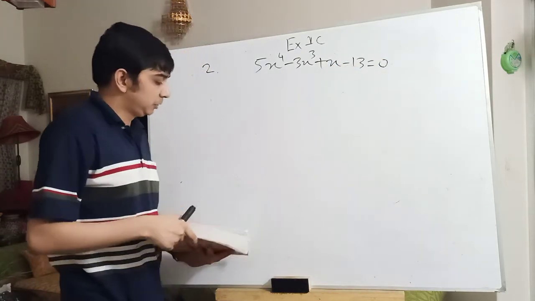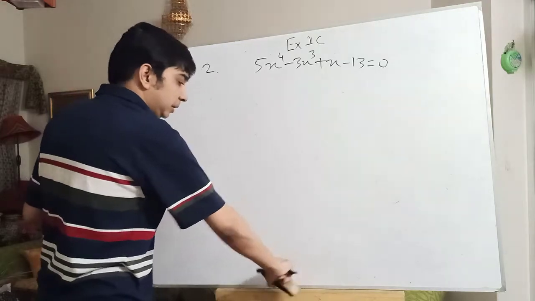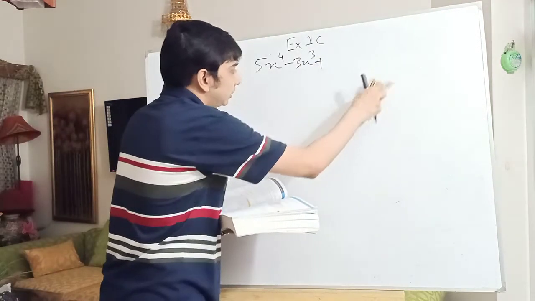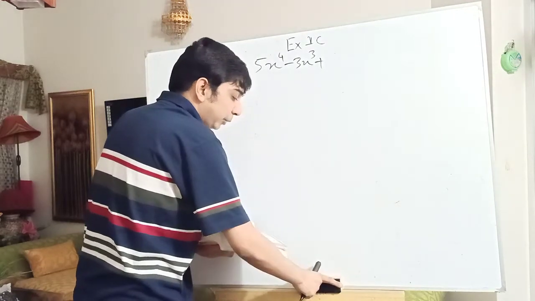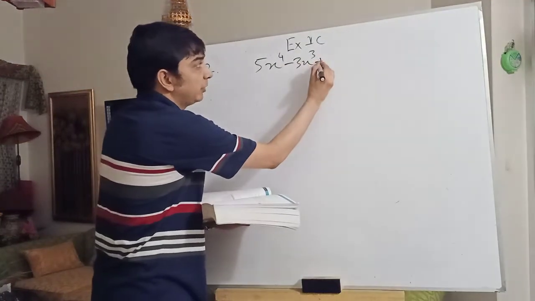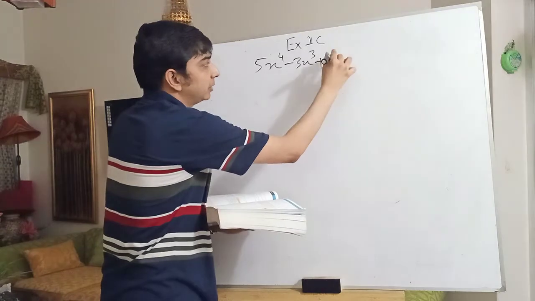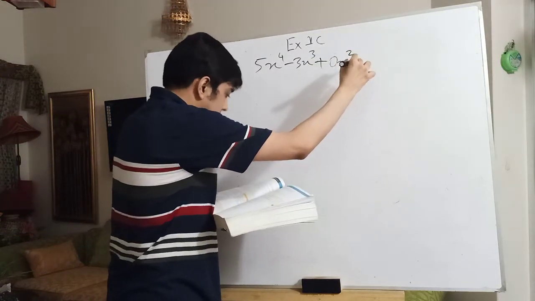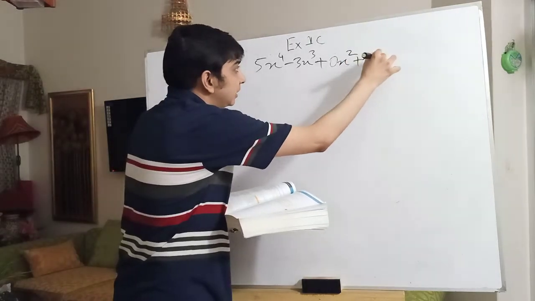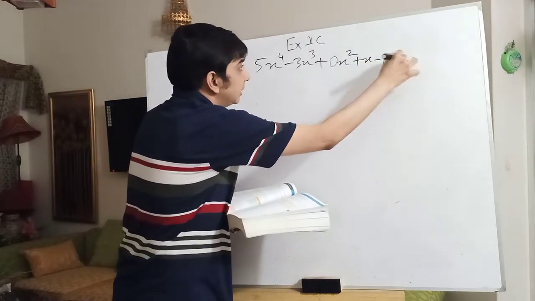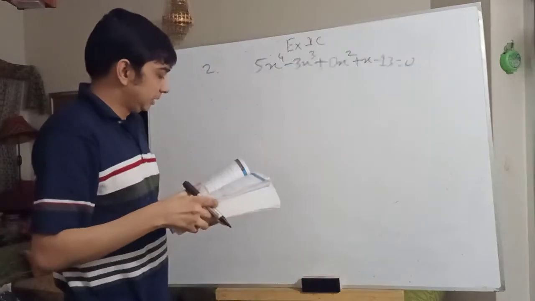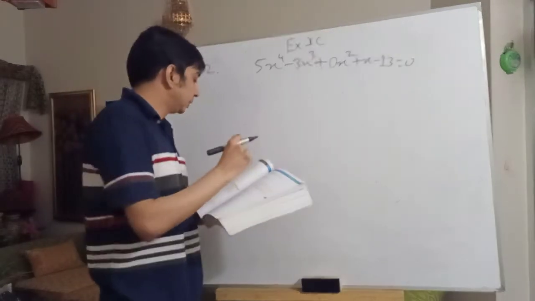Okay, so here just for ease of doing some sums, I can actually just add an extra term, that is a term in x square. So here the coefficient of x square is 0, so the x square term is not there in the question, but let me write 0x square plus x minus 13. You don't have to do this, but it might make your sum easier to do.